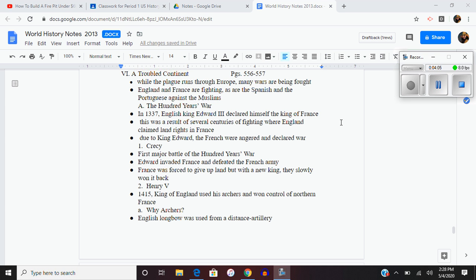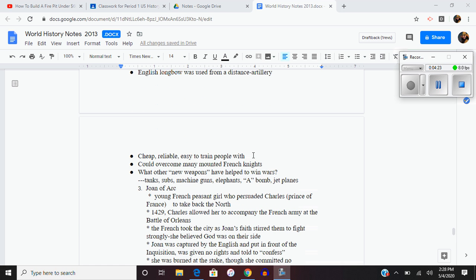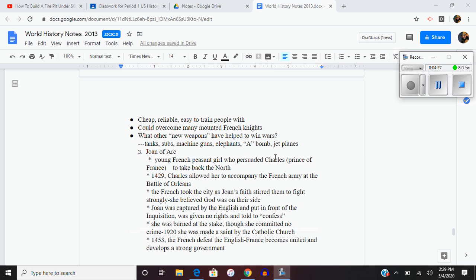We have guys like Henry V and Edward III who are causing problems for France. Edward III declared himself King of France, and Henry V fought them using archery. Just be able to, no dates, don't worry about places, but you might want to be able to tell me why archery was important and how reliable it was, as you can see right here in this next section.